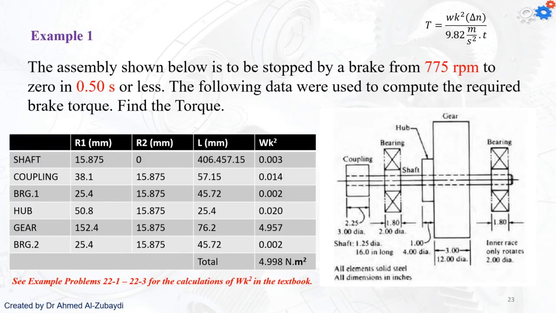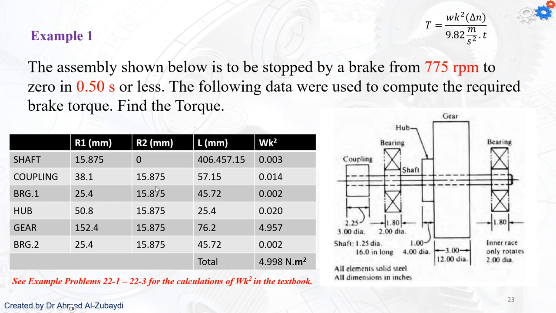So hello everyone, and here we are with the first example for the tutorial for the clutches and the brake. For this example, we have the assembly shown below, which is to be stopped by a brake from 775 RPM to 0 RPM in 0.5 seconds or less. The following data were used to compute the required brake torque.